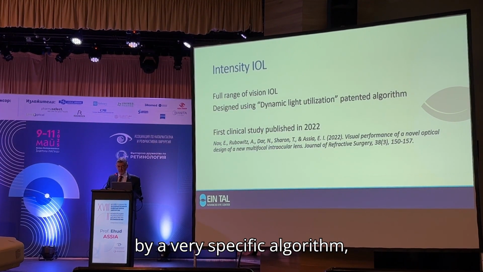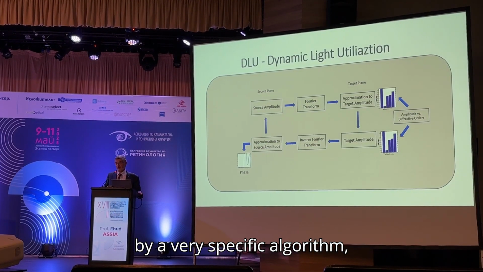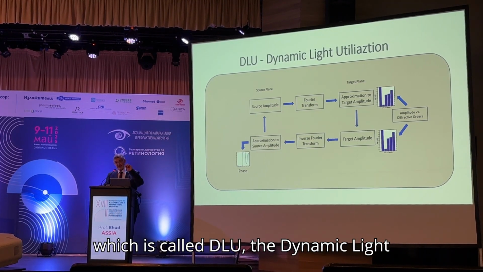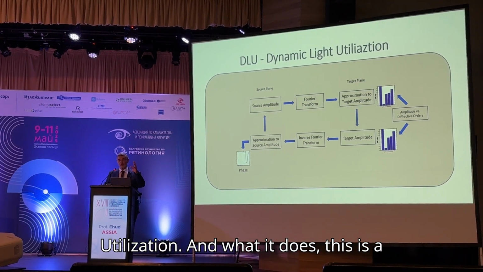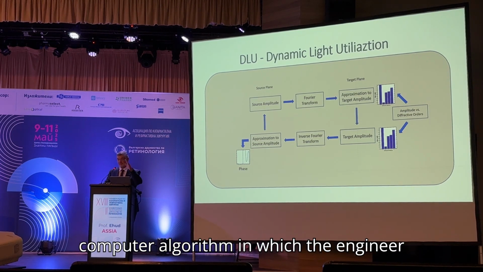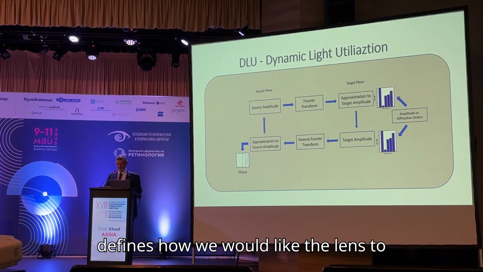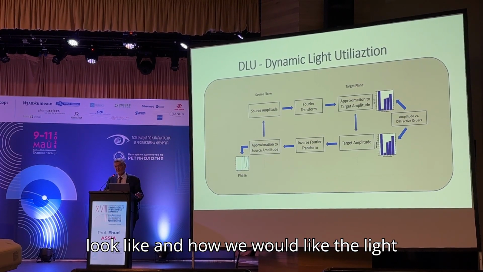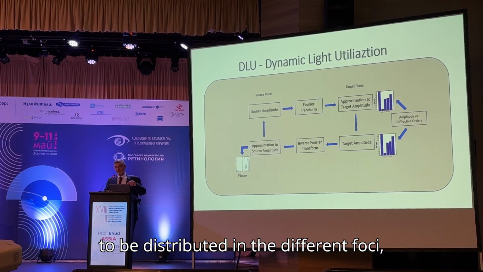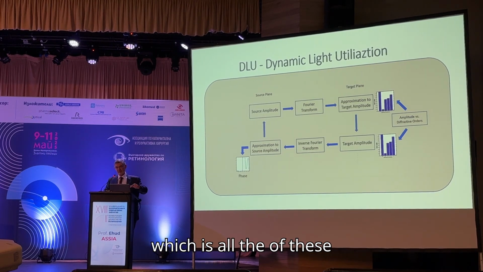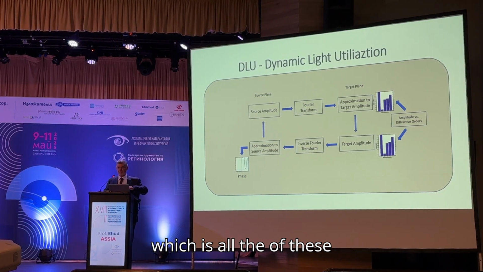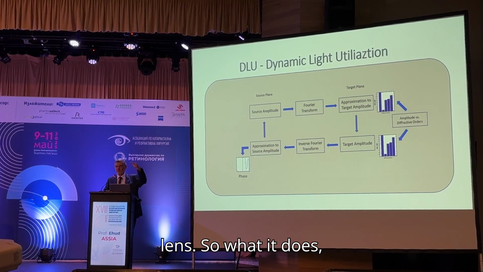It is designed by a very specific algorithm, which is called DLU, the Dynamic Light Utilization. This is a computer algorithm in which the engineer defines how we would like the lens to look and how we would like the light to be distributed among the different foci, which is all the secret of this lens.